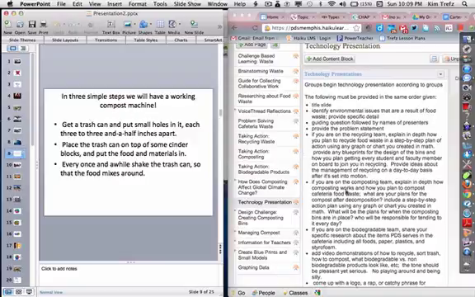So this is part of your in-depth explanation of how composting works and how you plan to compost cafeteria food waste. So you've got: get a trash can and put small holes in it, each 3 to 3.5 inches apart. Place the trash can on top of some cinder blocks and put the food and materials in. Okay, now we probably need to know more specifically in your information here about how to go about dividing. You said food and materials. I need more specific information about that, meaning like, are we separating food and paper, and every once in a while, I need to know how often.